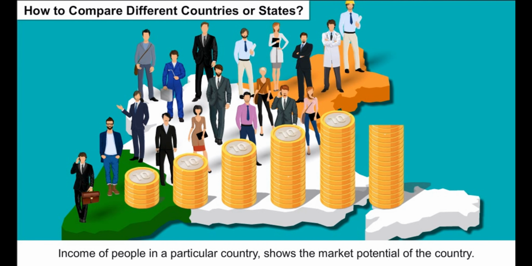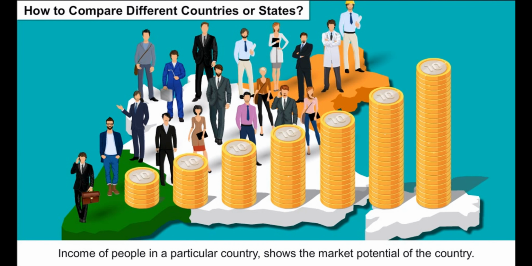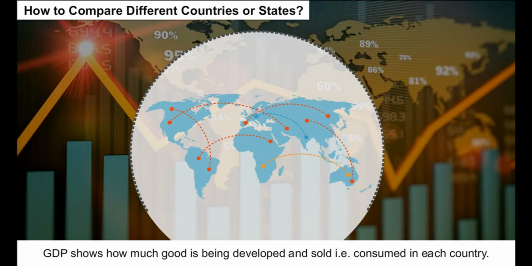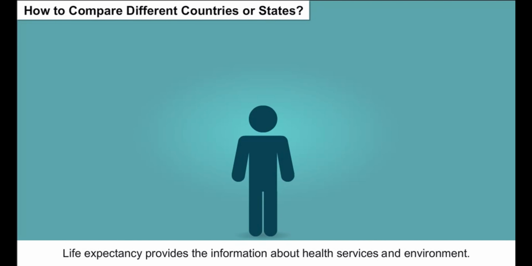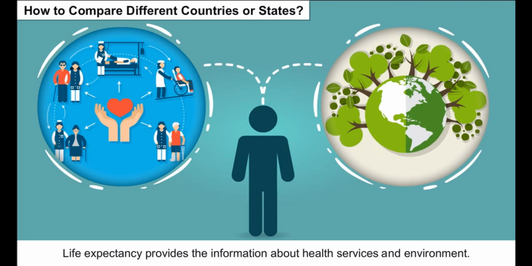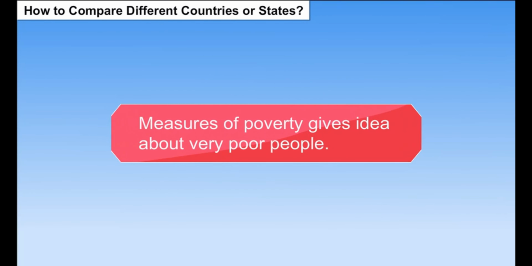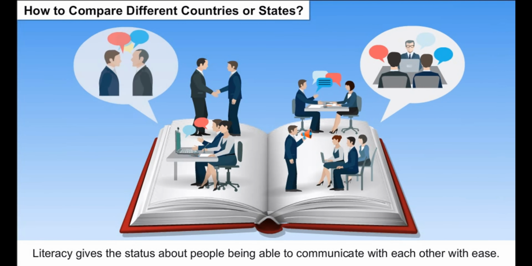Income of people in a particular country shows the market potential of the country. GDP shows how many goods are being developed and sold, that is, consumed in each country. Life expectancy provides information about health services and environment. Measures of poverty give an idea about very poor people. Literacy gives the status about people being able to communicate with each other with ease.